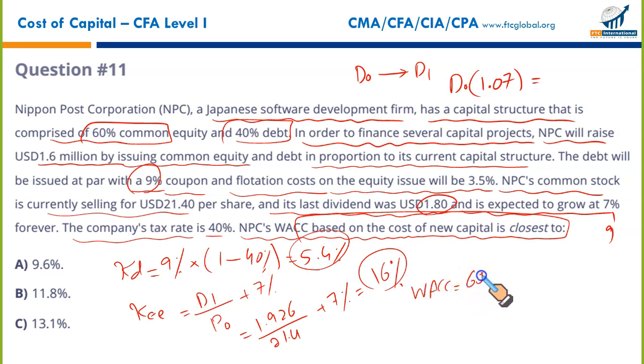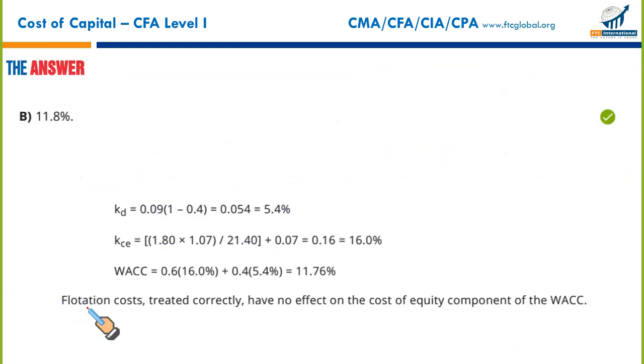Proportionate is 60% equity at the rate of 16%, plus 40% debt at the rate of 5.6%. Just simplify and you get your result. 0.6 times 16 plus 0.4 times 5.6 gives you a total of 11.84, and that is option B. B it is.